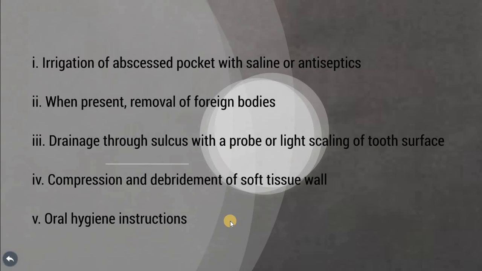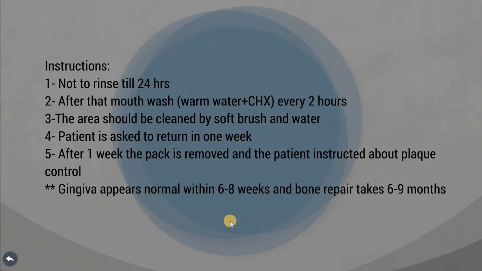Irrigation of the abscessed pocket with saline or antiseptic, and when there is any foreign body, it should be removed. Drainage through the sulcus with a probe or light scaling of the tooth surface. Compression and debridement of the soft tissue wall or curettage, and oral hygiene instruction. The instruction should be not to rinse for 24 hours, and after 24 hours, the patient should do a mouthwash with warm water and chlorhexidine every 2 hours. Then the area should be cleaned with a soft brush and water.